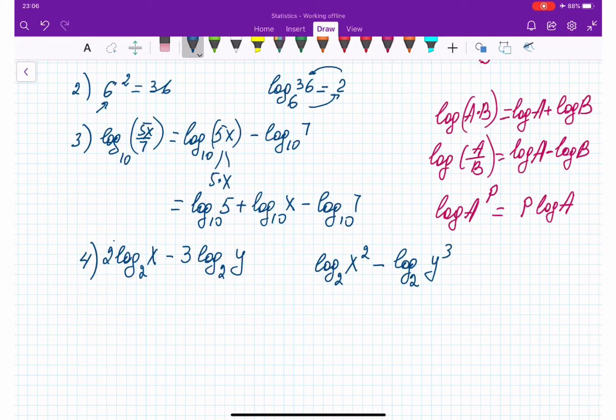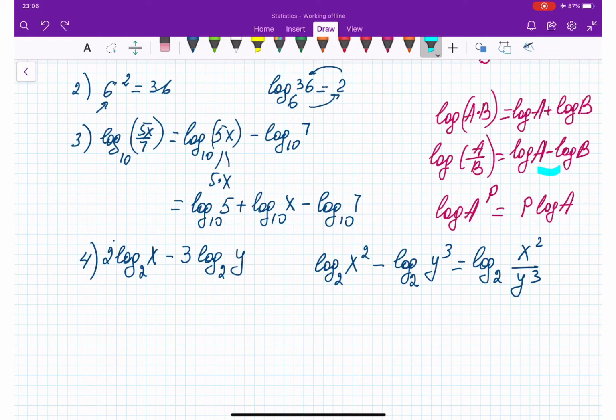So from here, we have subtraction of logarithms, which means we can convert into division, right? So from here, we will get logarithm at the base 2 of x squared over y cubed, right? Because here we have subtraction that converted into division.